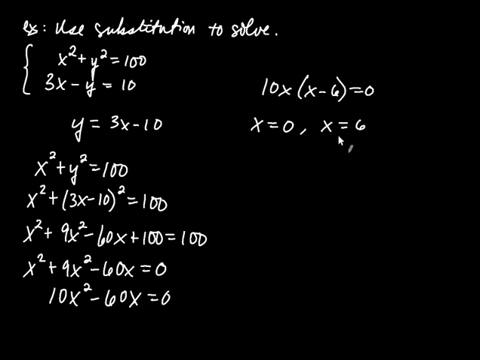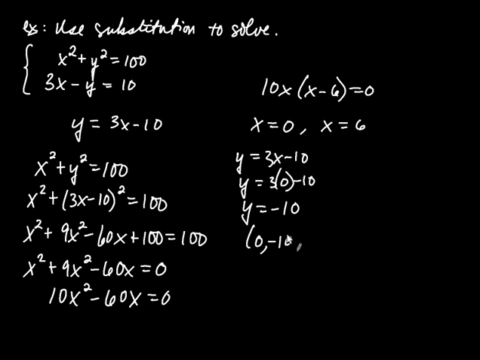Now, these are restrictions on the x-coordinate. You have to plug each one of these in to find the corresponding y-coordinate. So we're going to have 2 points of intersection. When x is 0, y is 3x minus 10, so y is going to be 3 times 0 minus 10. So y is going to be negative 10, and that yields the point (0, negative 10) as 1 point of intersection. By the way, when you solve a system, you're finding a point of intersection of those two curves, as we'll see in a moment.